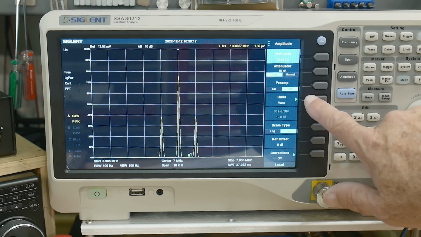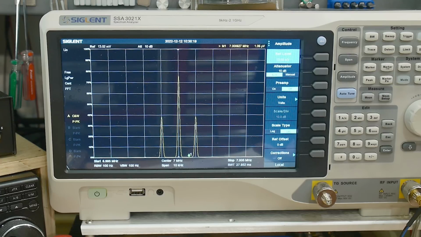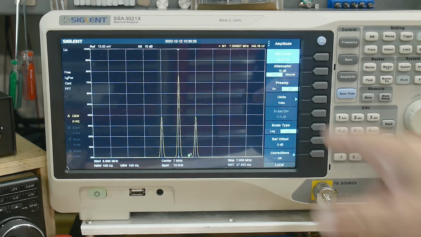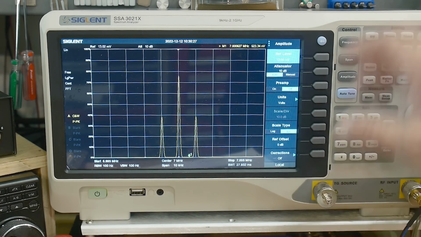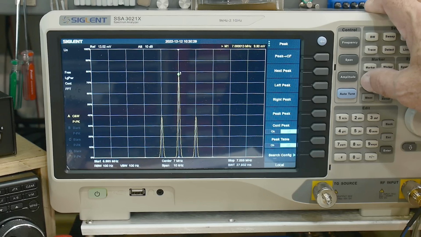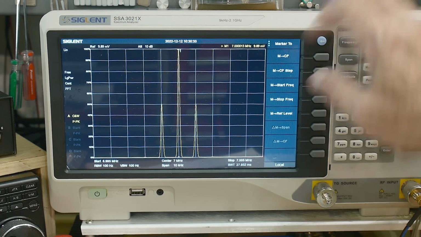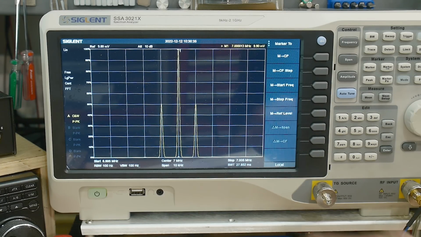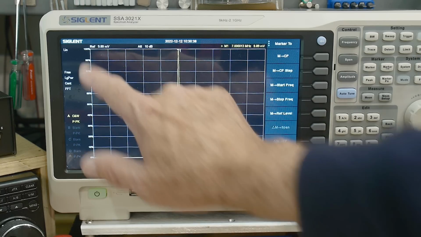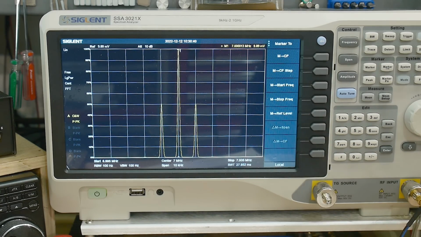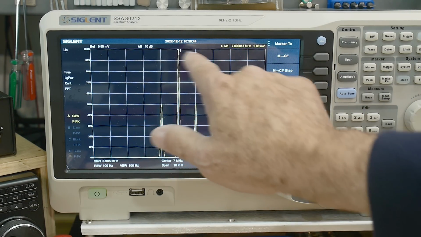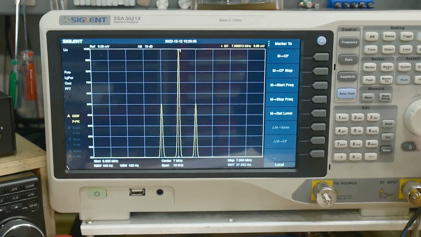It automatically changed our units to volts because dB watts or dB milliwatts are power. They're the square of the voltage, not the voltage. And so it changed our units to voltage. We can do a peak search, and we can do marker to reference level. So we can bring it all the way to the top. So now our scale here is 0 to 100%, and we can see that our two carriers are exactly at 50%. Remember, they were really next to it in the logarithmic mode.